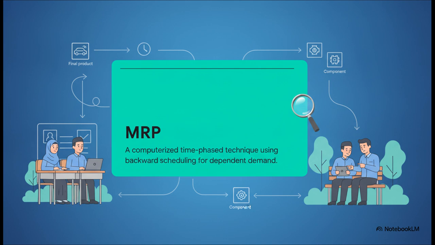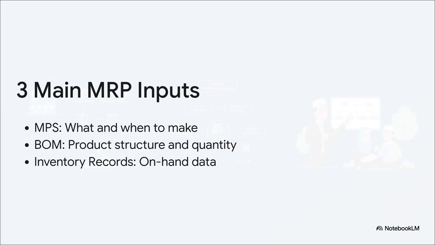It uses this brilliant logic called backward scheduling. It looks at the due date of the final product and works backward, calculating the exact lead times of every single component to figure out precisely when an order needs to be released. This is exactly how MRP schedules dependent demand, by ensuring materials arrive exactly when they're needed. Not a day early to just sit in a warehouse gathering dust, and definitely not a day late to stall production. Now, to make this powerful MRP engine actually run, we need 3 critical inputs.